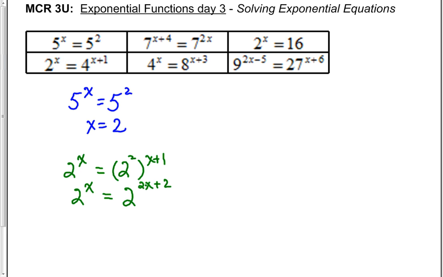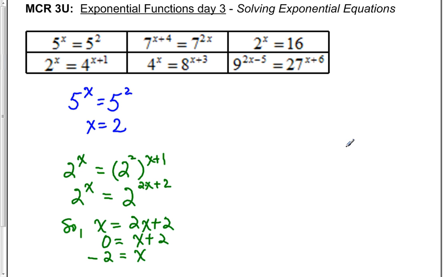I have an equality with the same bases, so the exponents must be equal. So x equals 2x plus 2. And that you can solve. I want to get all the letters on one side, all the numbers on the other. So I'm going to subtract x from both sides. I'm going to subtract 2 from both sides, and I have my answer, x equals negative 2.